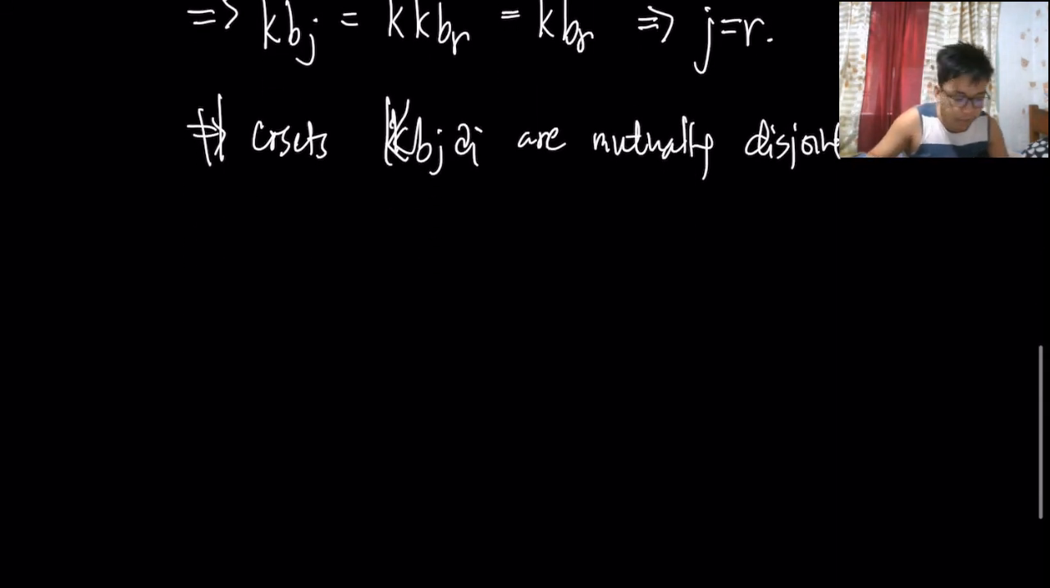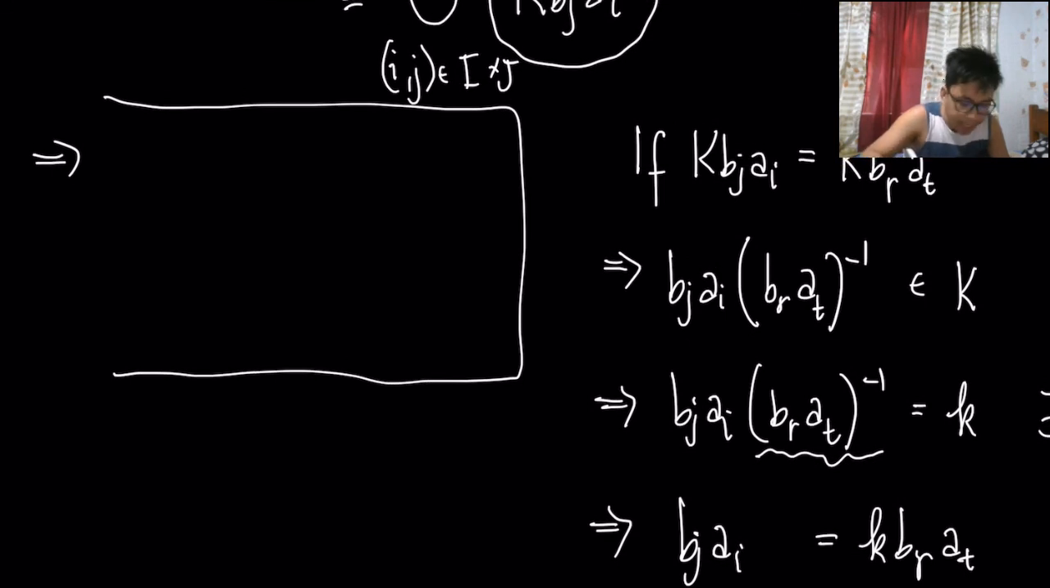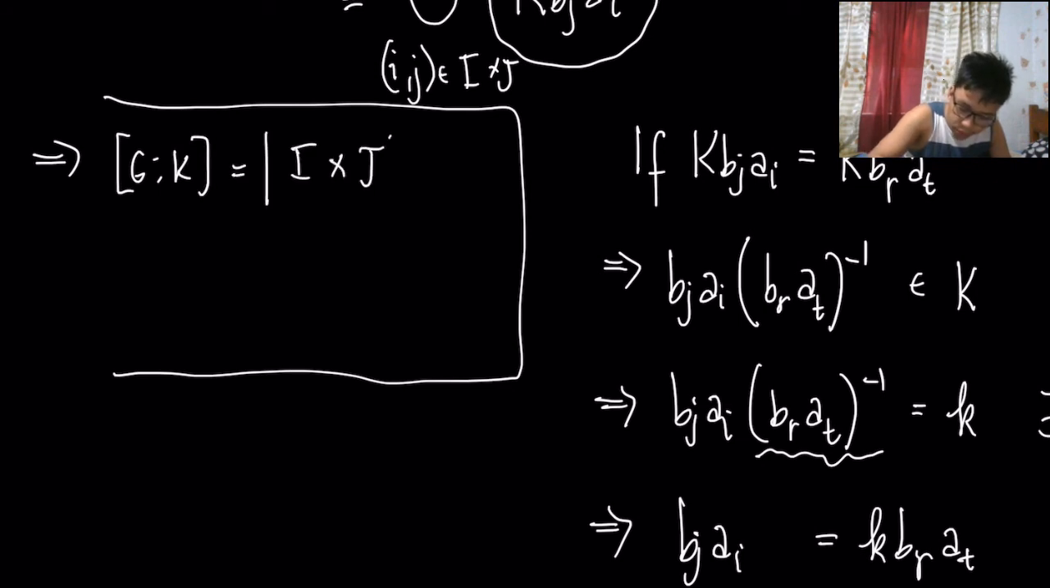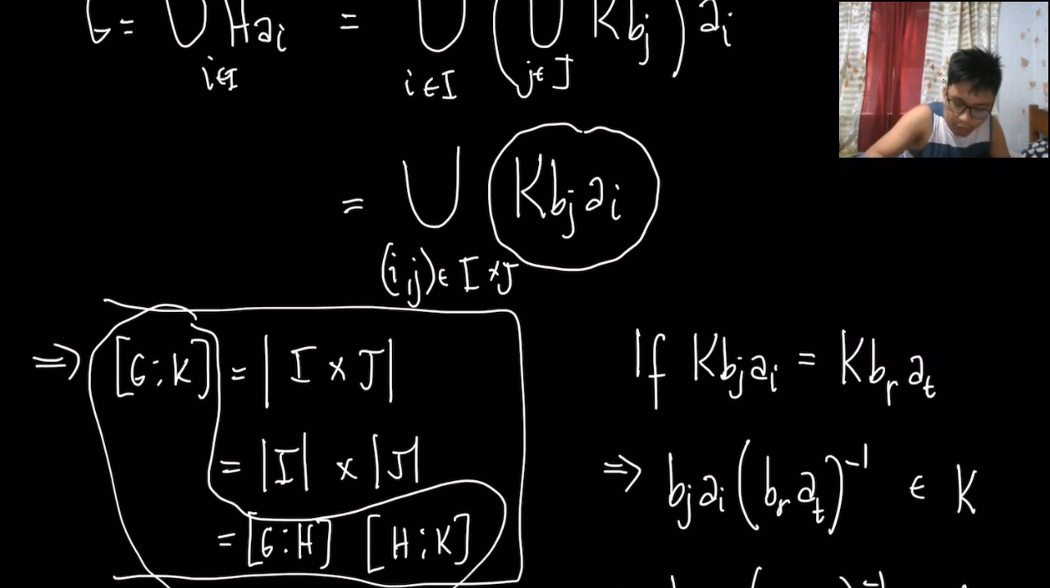So by that, since we have shown that these are mutually disjoint, I can now use the fact that the index of K in G is the same as the cardinality of I cross J, because it's already shown that they are mutually disjoint. This is the same as the cardinality of I times the cardinality of J. What's the cardinality of I? This is the index of H in G, and J here is the index of K in H. Therefore, we have proven the claim of the theorem.